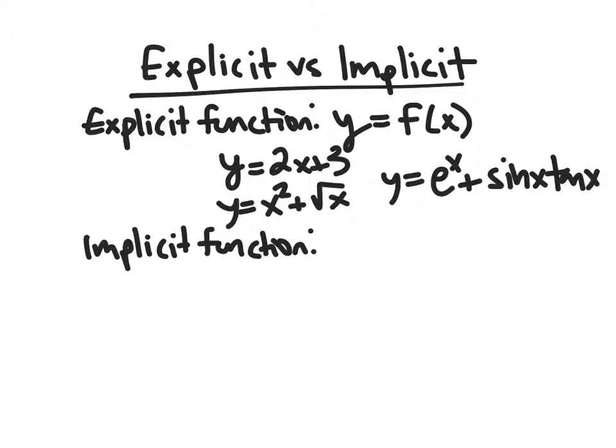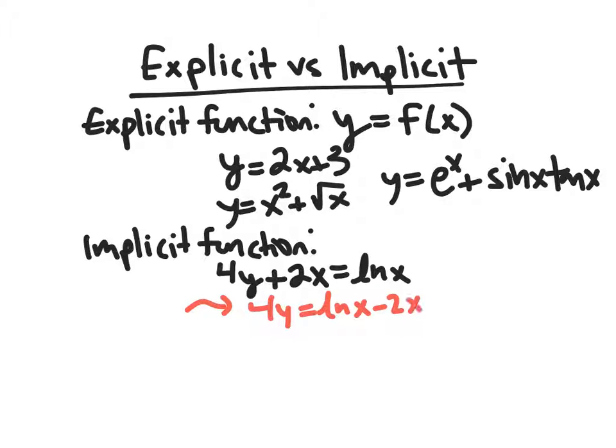On the other hand, this is not always the case. You could see something like 4y plus 2x is the natural log of x. In this case, the second I plug in x, it's not clear what y is. I have to get y by itself, which would be turning it into an explicit function. So here, y implicitly depends on x. And in this case, we can actually solve. We could do 4y is ln of x minus 2x, and so y is ln x minus 2x over 4, and then this becomes explicit at this step.